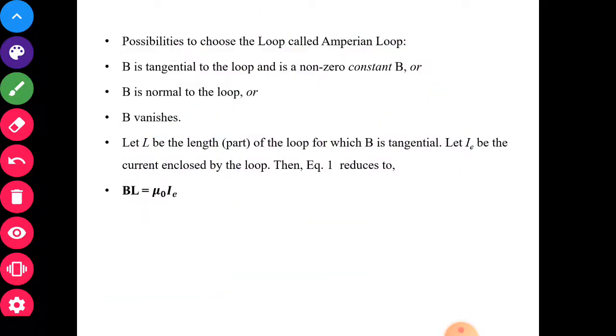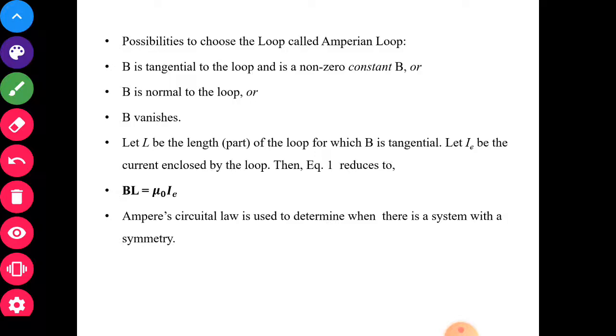Okay. So it is very easy as such. Ampere circuital law is used to determine the field when there is a system with a symmetry, as Gauss law was used to find electric field. This law is applicable for steady currents. Current should not change every now and then. There must be a steady current passing through the conductors.